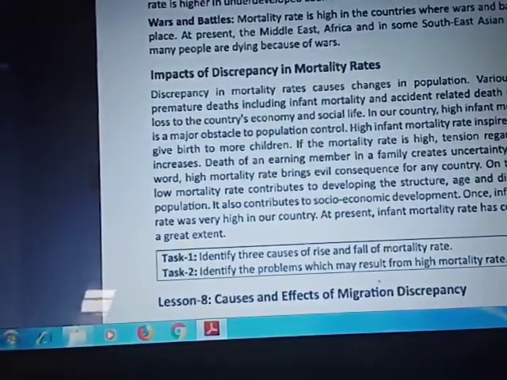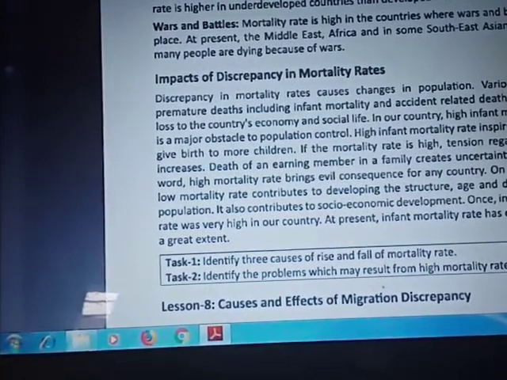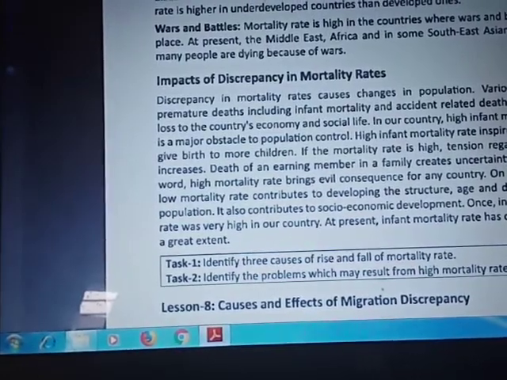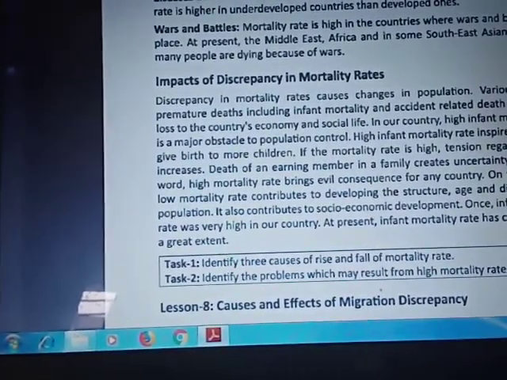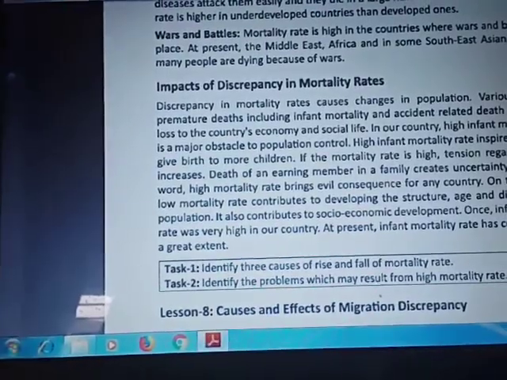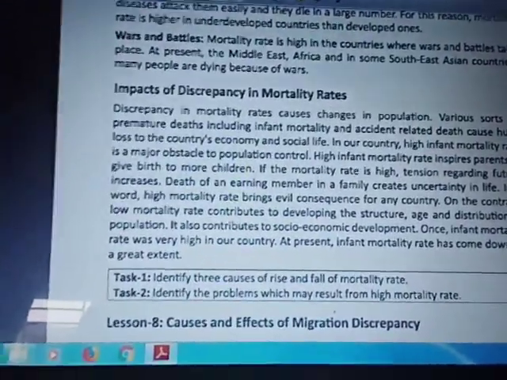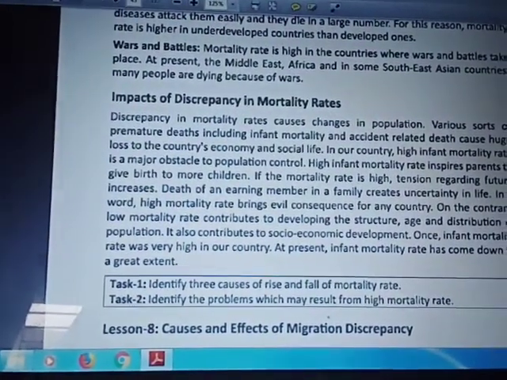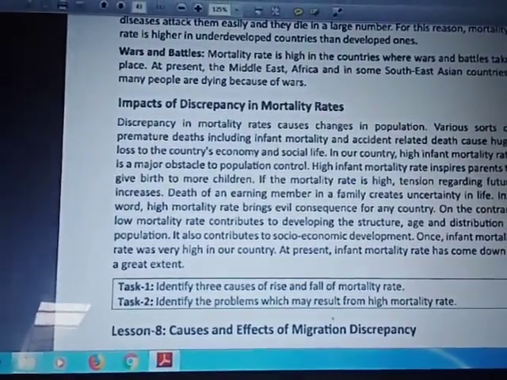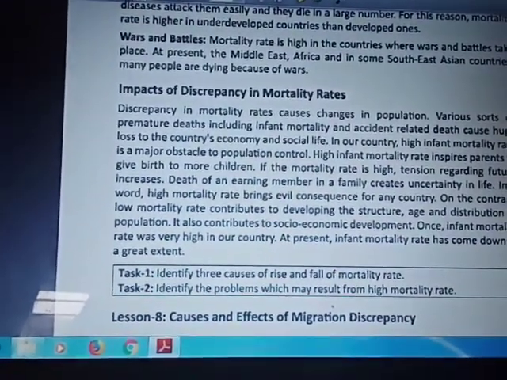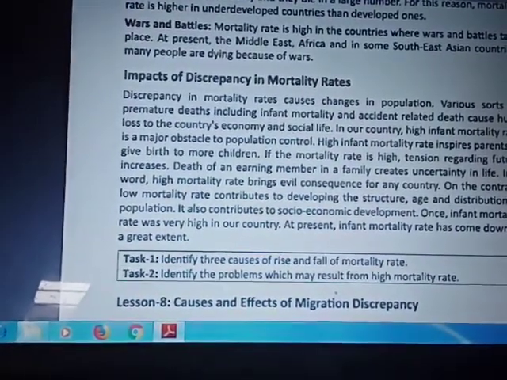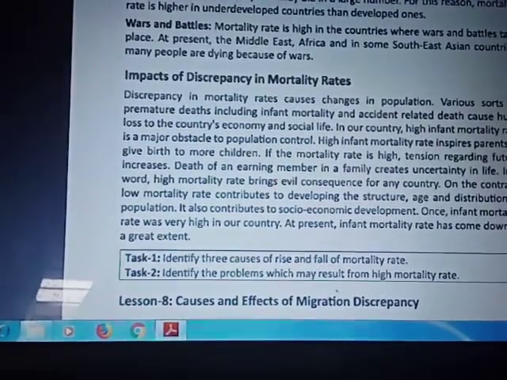Impact of discrepancy in mortality rate: it causes changes in population, various sorts of premature deaths, including infant mortality. Accident-related deaths cause huge loss to the country's economy and social life. In our country, high infant mortality rate is a measure of struggle in population control. High infant mortality rate inspires parents to give birth to more children. If the mortality rate is high, tension regarding the future increases.